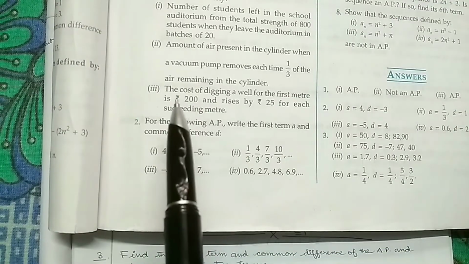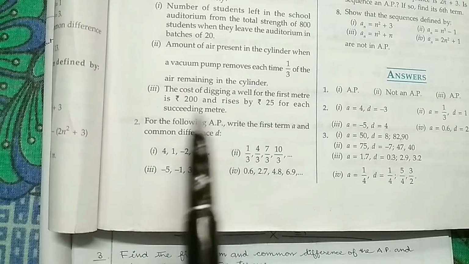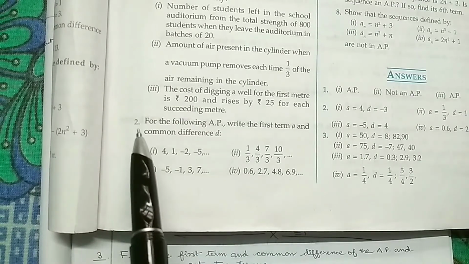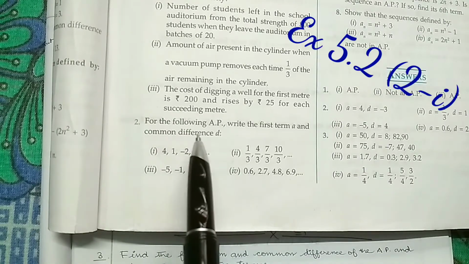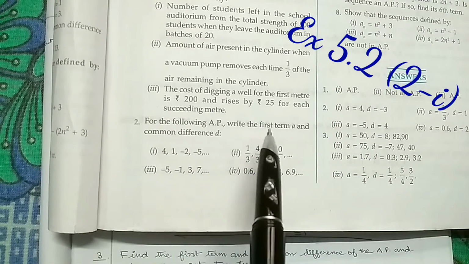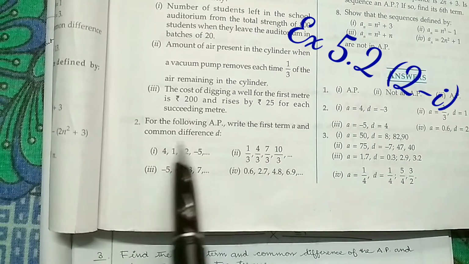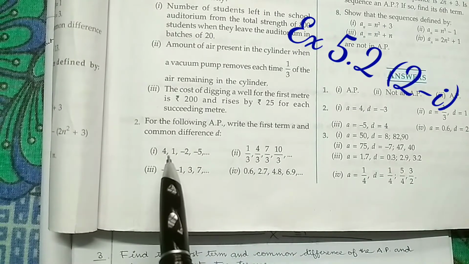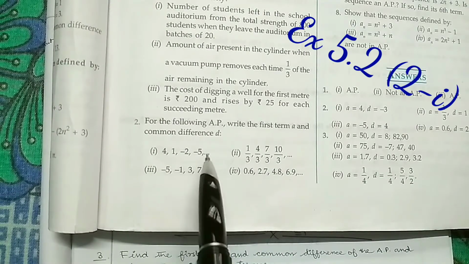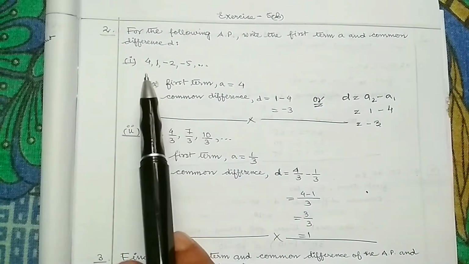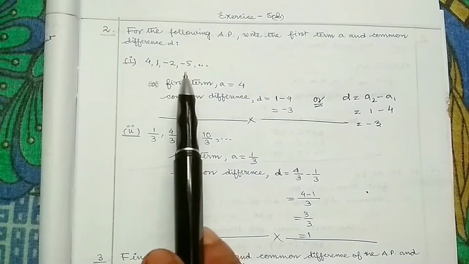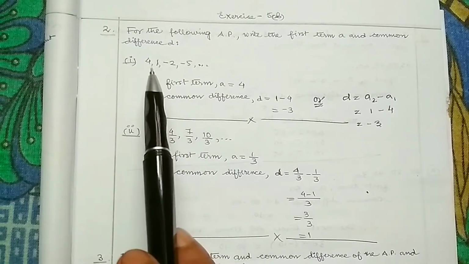I hope the third part of question number 1 you can do yourself. Let me show question number 2, first part. Here the question is, for the following AP, write the first term A and common difference D. Here the given AP is 4, 1, minus 2, minus 5. So how to do this sum? This is the given AP, so this is the first term.